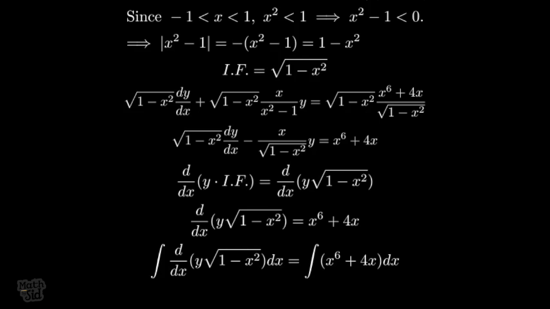Now, we use the initial condition f of 0 equals 0, which means y equals 0 when x equals 0. Plugging these values in, we get 0 times the square root of 1 minus 0 equals 0 plus c, which means c equals 0. So the particular solution is y times the square root of 1 minus x squared equals x to the 7th over 7 plus 2x squared. Solving for y, we find f of x equals x to the 7th over 7 plus 2x squared, all divided by the square root of 1 minus x squared.